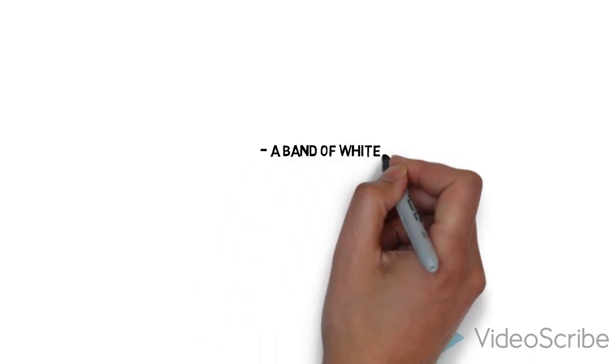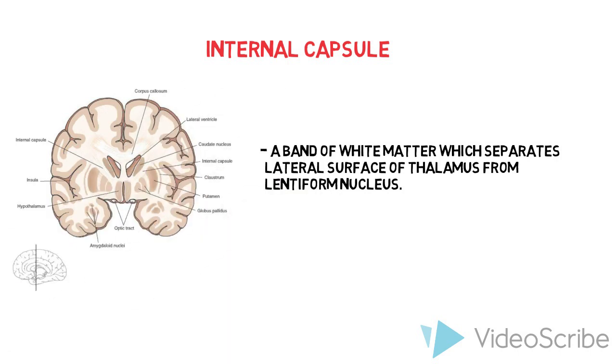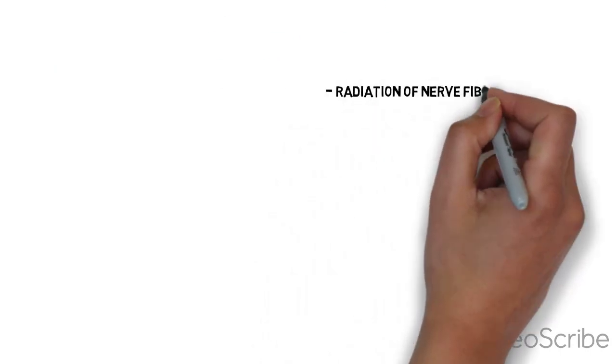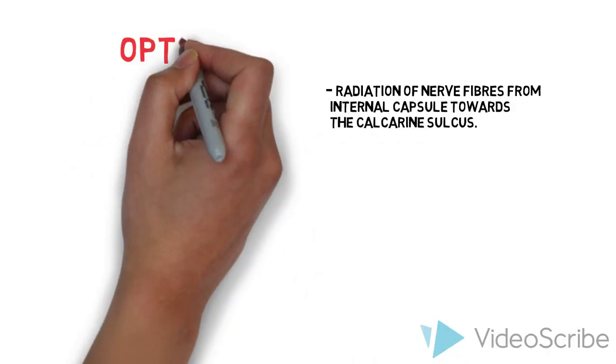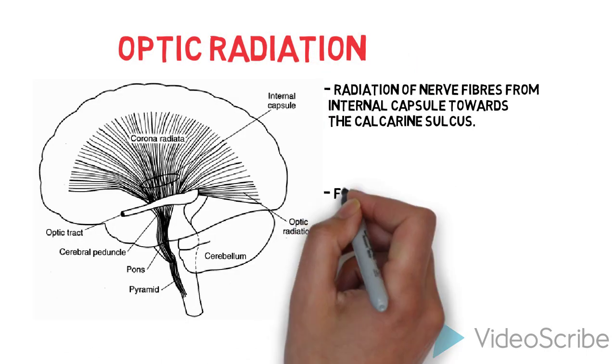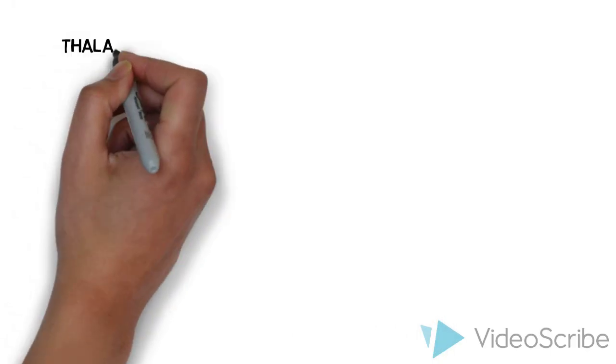The lateral surface of the thalamus is separated from the lentiform nucleus by a band of white matter called the internal capsule. The nerve fibers lying within the posterior limb of the internal capsule radiate towards the calcarine sulcus and are called the optic radiation. The fibers of the optic radiation are the axons of the nerve cells of the lateral geniculate body.